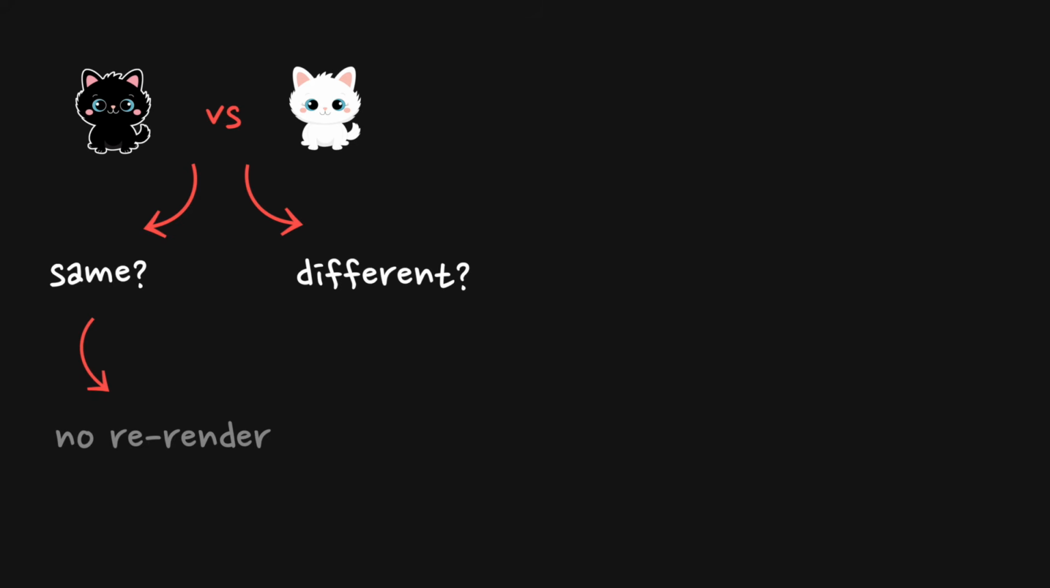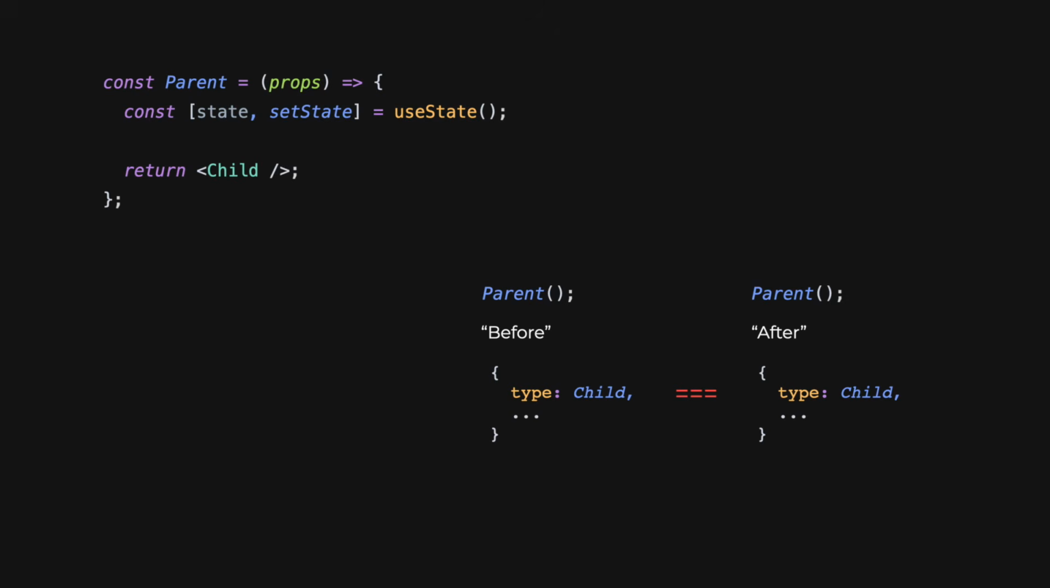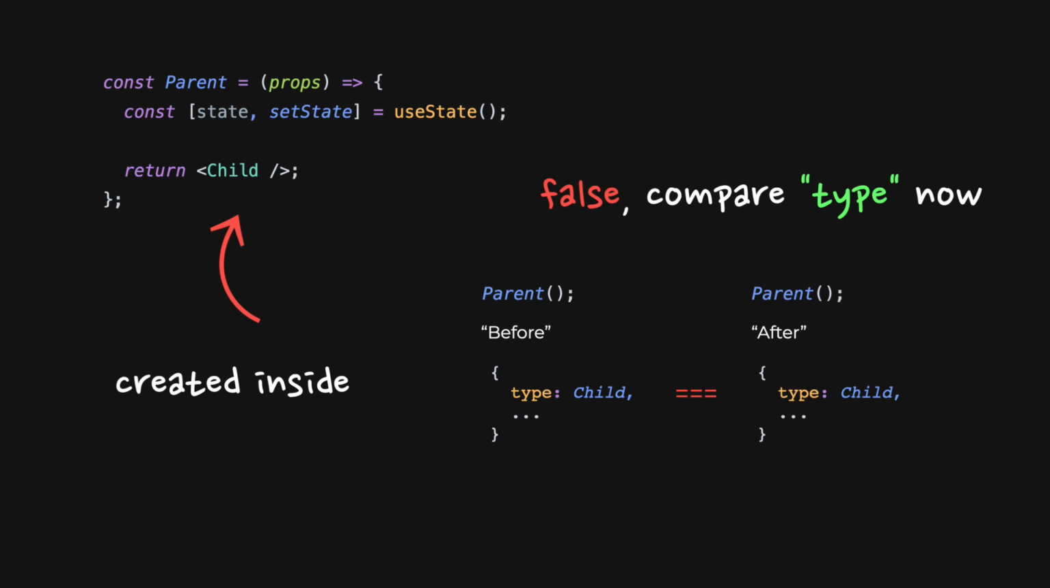If the comparison returns false, React will proceed further and compare the type value of that object. If the value is exactly the same, React will trigger a re-render of the component that is represented by this element. Let's look at our parent component. The return value of it is an object that was created inside the parent function. So even if it looks the same, the shallow comparison of the object before and after will return false.